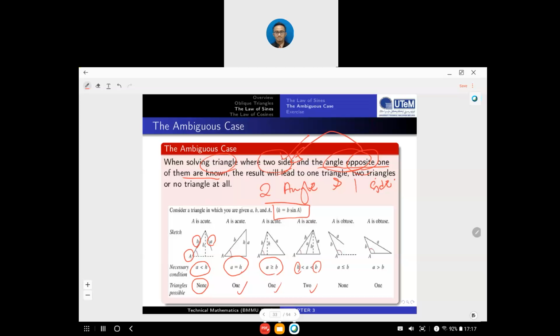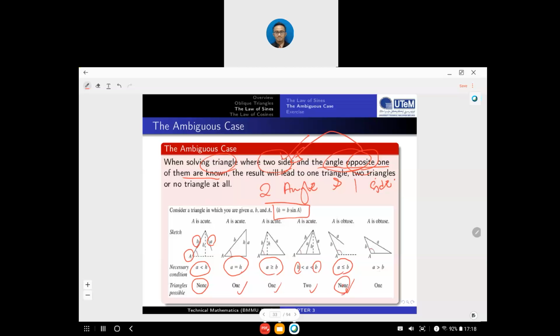When you have two triangles, maksudnya awak kena cari dua sudut, because you have two triangles. And then for the obtuse case, when A is less than or equal to B, no triangle exists. Bila none ni, when none is given, it means that the triangle does not exist. Bila triangle does not exist, you cannot calculate.